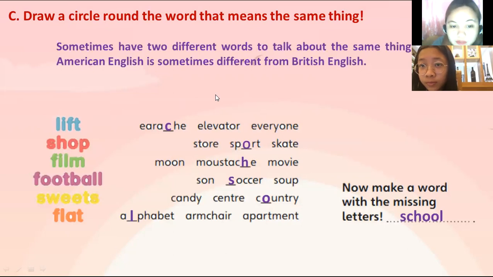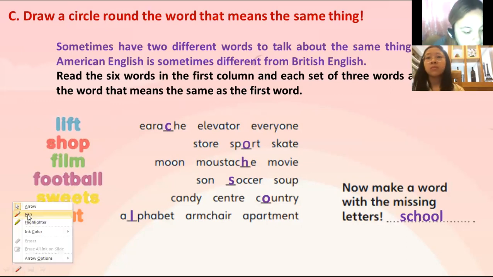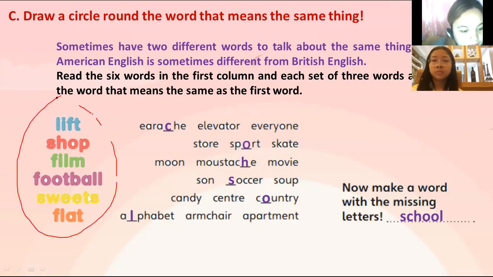Okay, so now, sometimes we have two different words to talk about the same thing because American English is sometimes different from British English. Read the six words in the first column and each set of three words and circle the word that means the same as the first word. Okay, so can you read these words, Laura? Live, stop, film, football, with, fat.